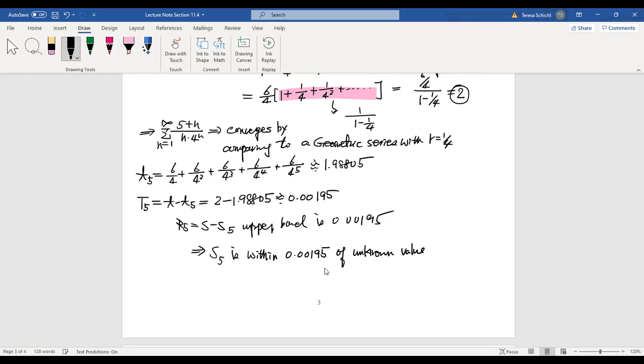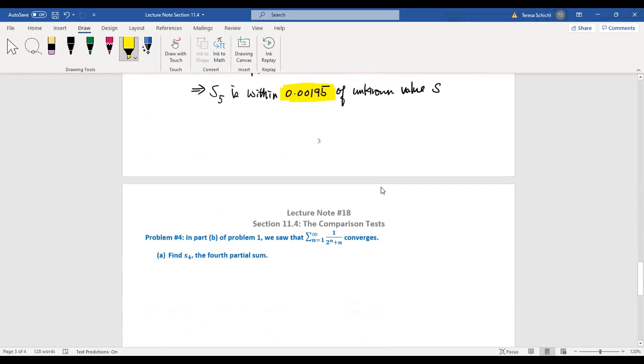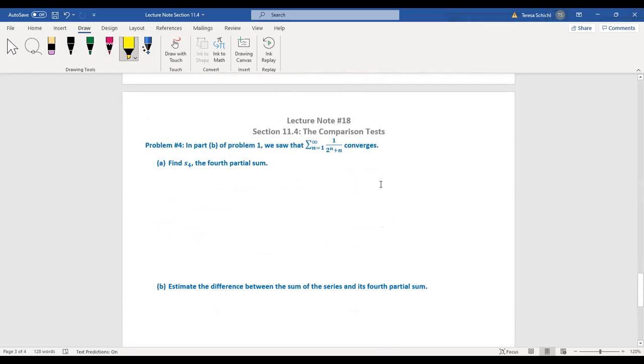Whatever this series converges to, S, right? So that's why we said these are the boundaries, the limits, for the unknown value S. Okay, so now let's take a look here.